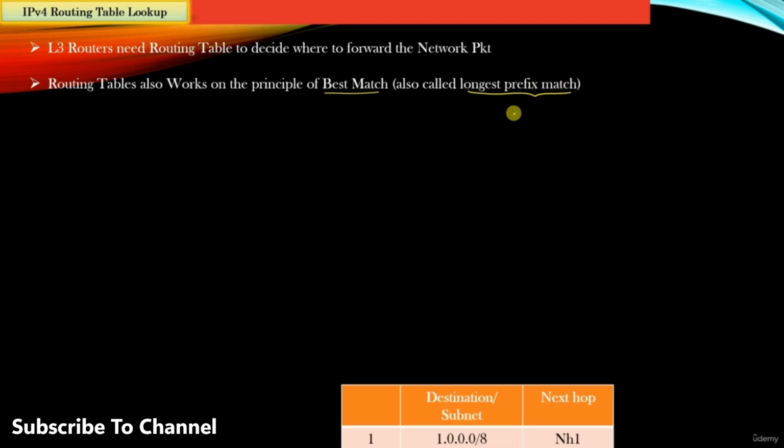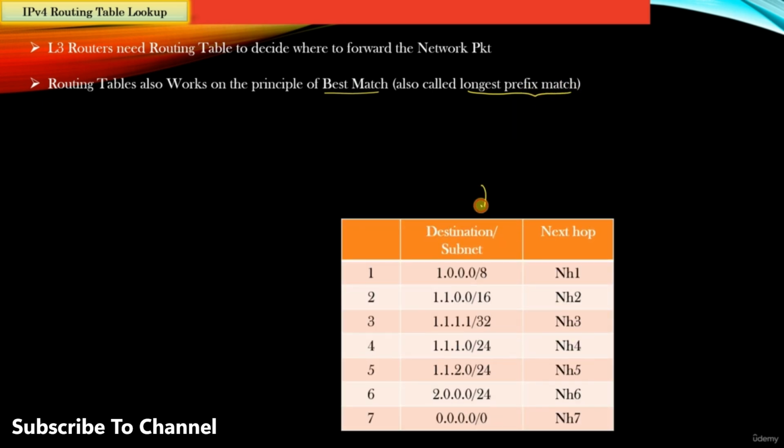And guys, going forward, now let us see how a typical router or a layer 3 forwarding device does routing using the IPv4 routing table. So layer 3 routers need a routing table to decide where to forward the network packet. The routing table also works on the principle of best match, also called longest prefix match. So let us suppose that we have a sample routing table here, and that a certain set of packets arrives at the router with the following destination IP addresses in the IP header.